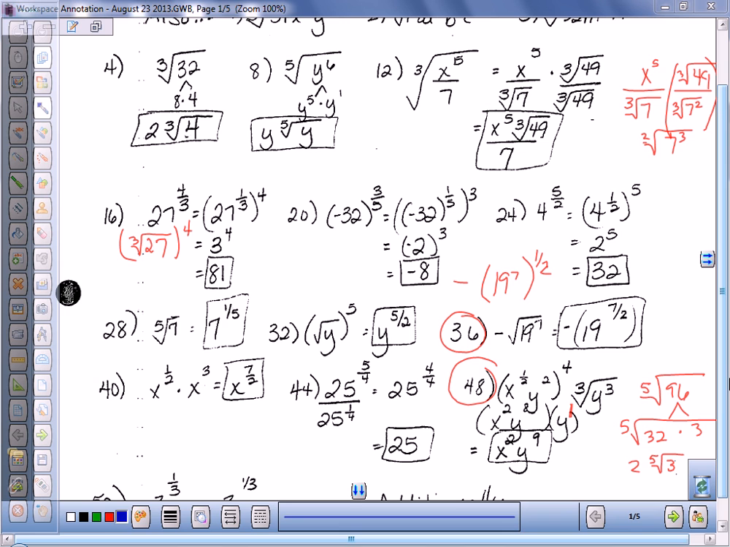Now, we expect you to know your perfect cubes. 1 cubed to 6 cubed. 1 cubed doesn't really help you, so let's start with 2 cubed. 2 cubed is 8. 3 cubed is 27. 4 cubed is 64, 5 cubed is 125, 6 cubed is 216. 7 cubed is 343. 8 cubed is 512. 9 cubed is 729.